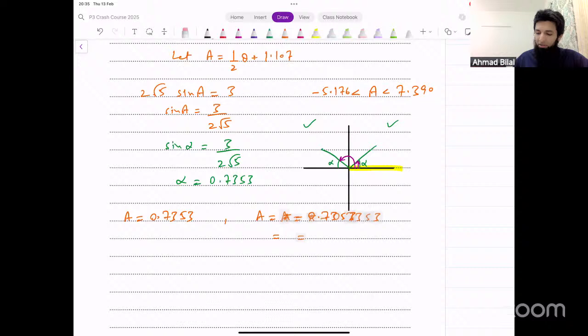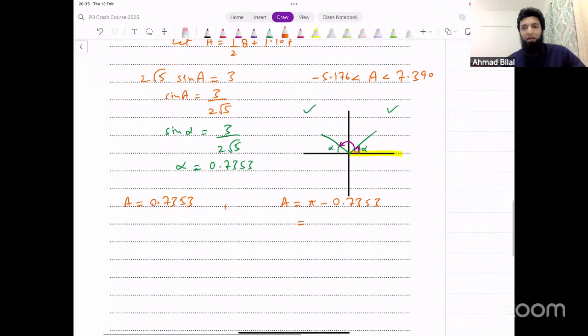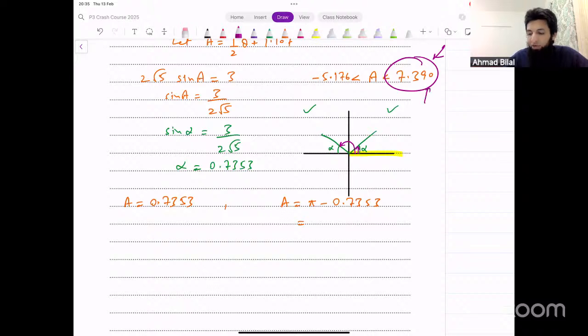This is also in the interval, right? But now we need to think what other possible values we can have. What's the maximum limit here? 7.39. Is that greater than 2 pi or less than 2 pi? This is greater than 2 pi. 2 pi is 6.28, right? So it is possible that we can complete one full circle and come back to an angle after that.